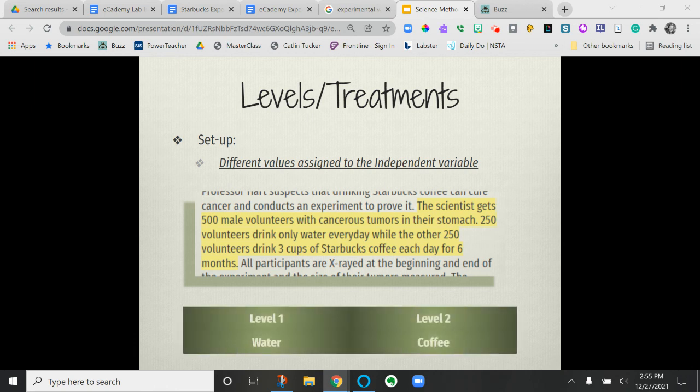The researcher is looking at the difference between coffee and water drinkers. It is important to note that one of the treatments, water, is not necessarily a treatment at all. In fact, it is the absence of any treatment. We will find out later why water must always be a treatment in this experiment.